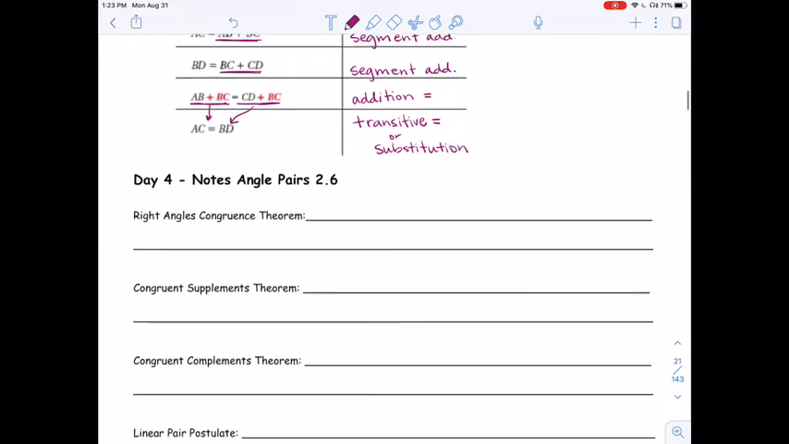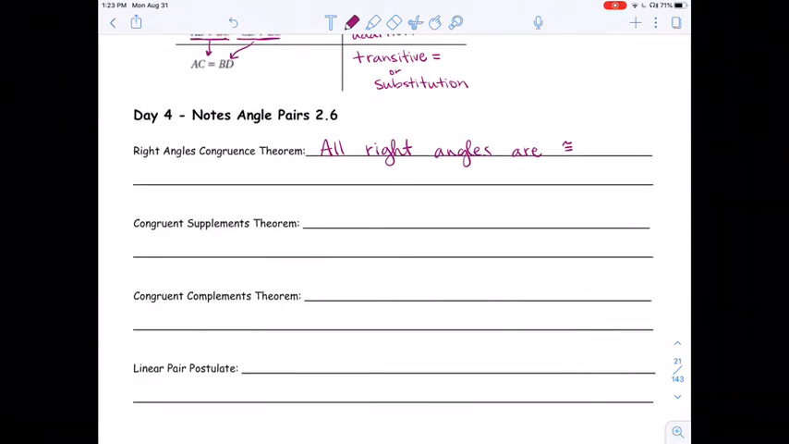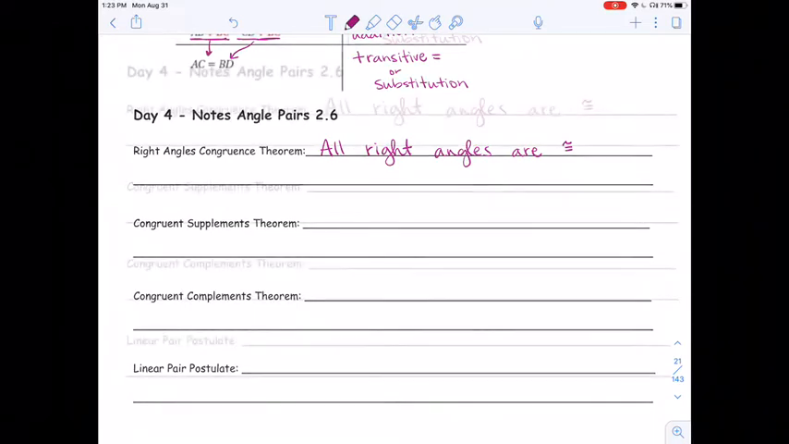All right, so on to day 4. Our right angles congruence theorem simply tells us that all right angles are congruent. Okay, our congruent supplements theorem and congruent complements theorem will have the same wording. Obviously, one is for supplements and one is for complements. But it's going to be a little confusing here at first, and I'll try to make that a little easier to understand as we work through some of these problems.